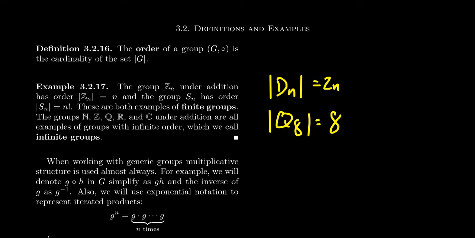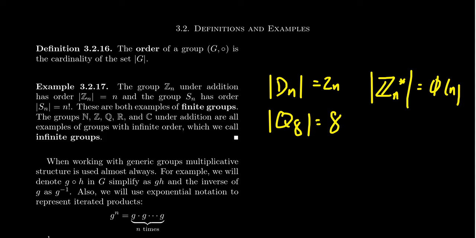These are all examples of finite groups. We also had the group Zn star. We'll show in the future that this is a finite group, but its order is going to be the totient of n, where this is Euler's totient function, which is just the number of numbers relatively prime to n. This doesn't really need much of a proof, but we'll talk some more about this in the future. These are some examples of finite groups we've introduced already in this series.